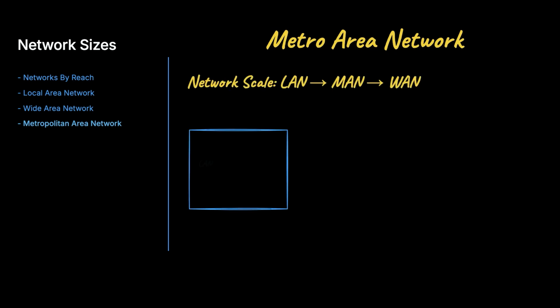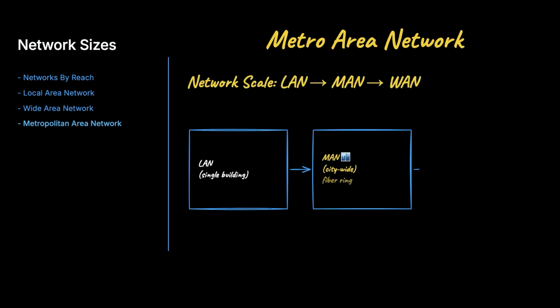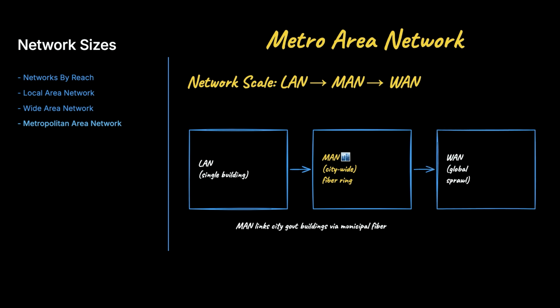Sitting right between those two is the Metropolitan Area Network, or MAN. As the name hints, a MAN spans a city. It is larger than a single LAN but smaller than a sprawling WAN. Think of a network linking all the government buildings across a city, often built on fiber rings owned by a municipality or local provider.